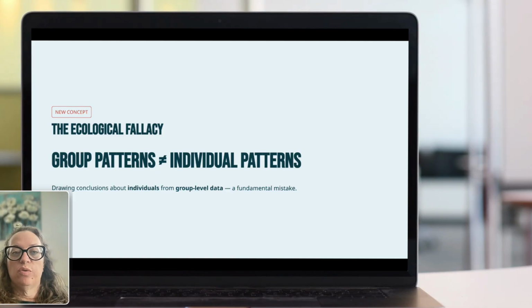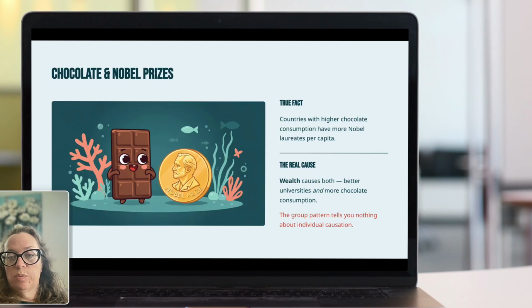So how do you avoid it? You have to be aware of what level your data represents. Remember that group patterns don't determine individual patterns, and resist that temptation to extrapolate from the aggregate to the disaggregate, from the aggregate to the individuals. If you want to understand individuals, you need individual level data. There's no shortcut.